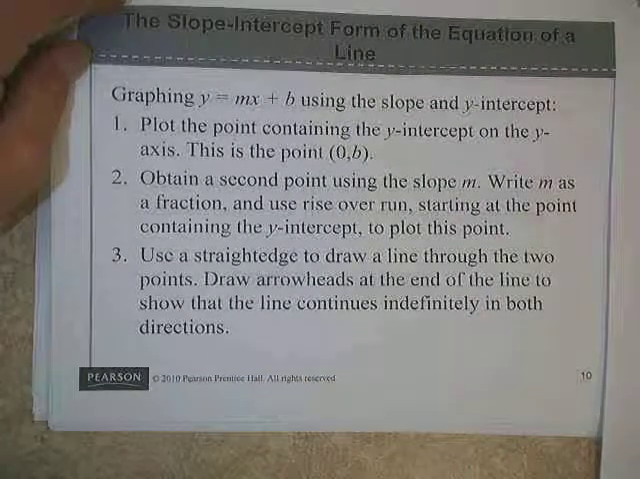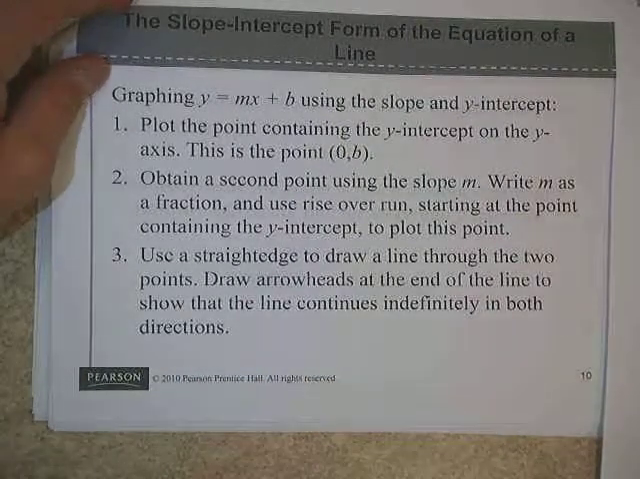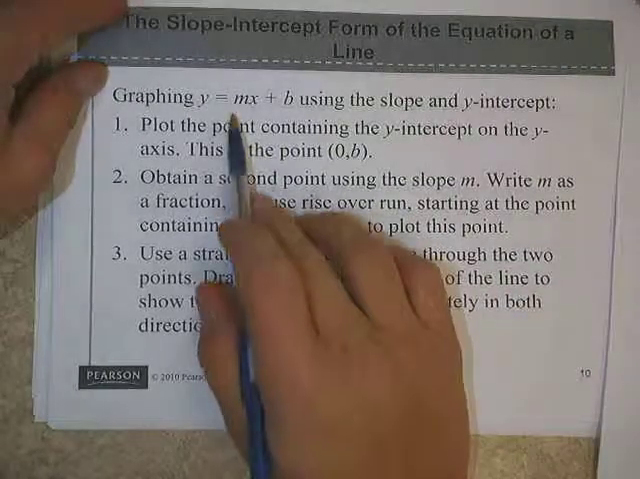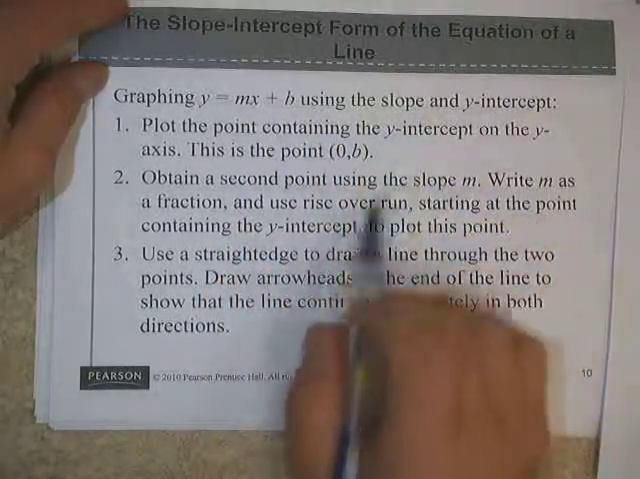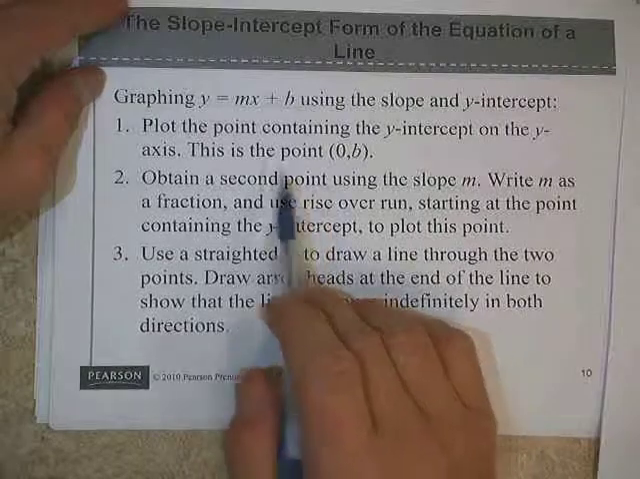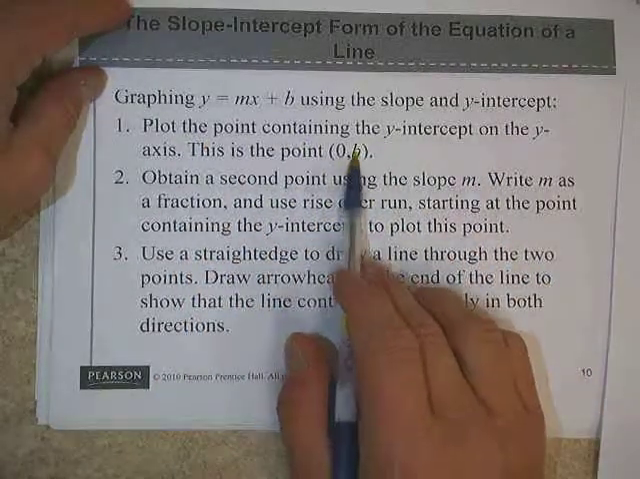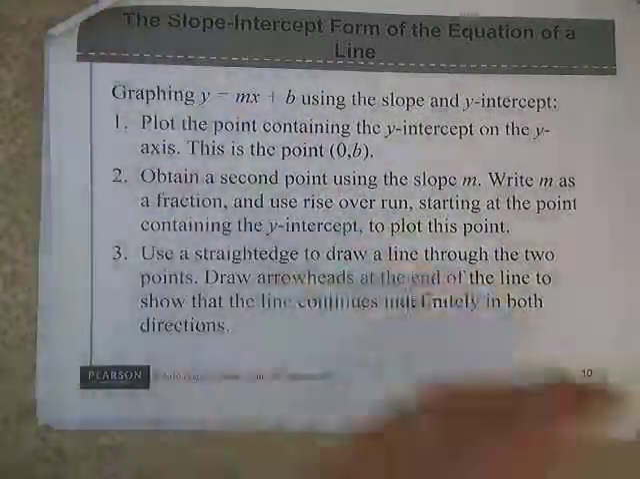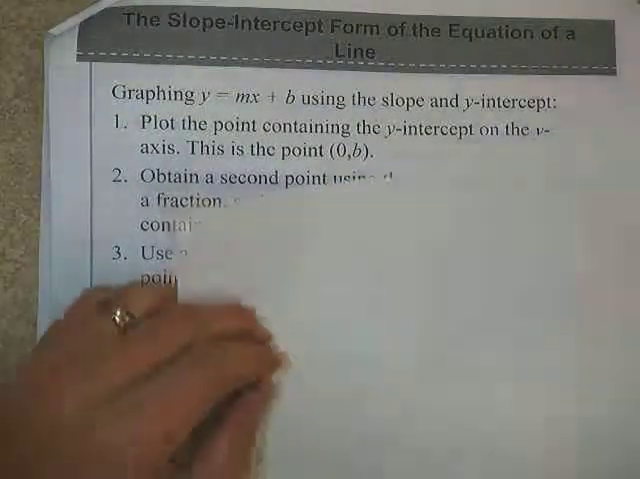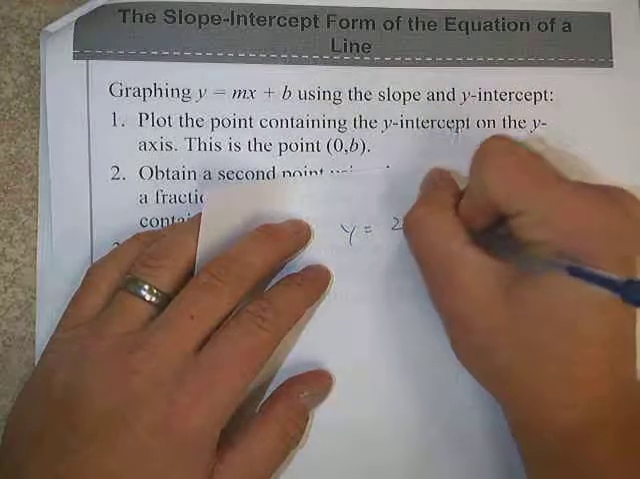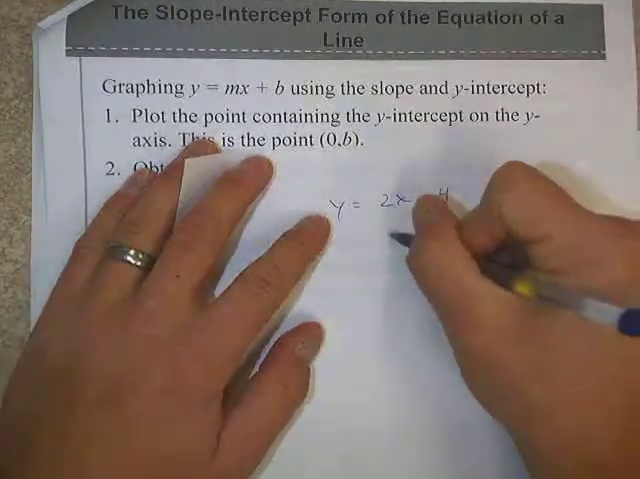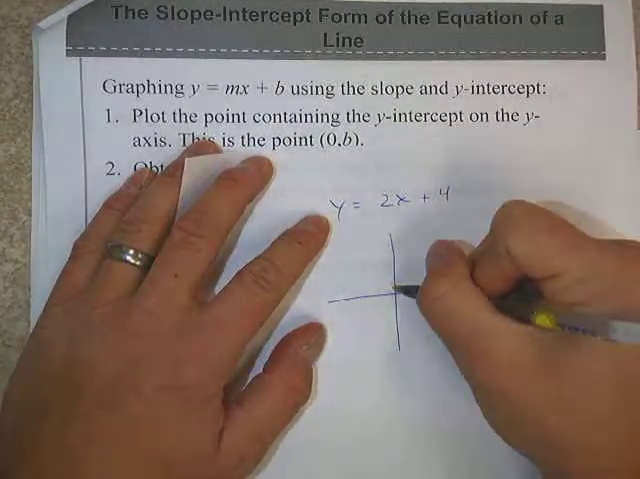Ultimately, one of the things that we want to be able to do too is, if the line is given to us in this form, y equals mx plus b, we'd like to be able to draw the graph of it using that information. So we're going to use y equals mx plus b, and these are the set of steps that we're going to use. First step is to plot the point containing the y-intercept. This is the point (0, b). So we're going to plot the y-intercept.